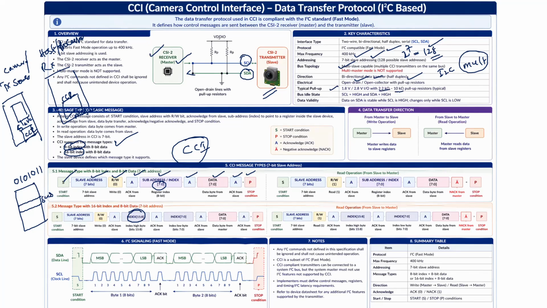We are having the typical values, and SCL should be high and SDA should be high. That is the idle condition. Or if SDA is low, that is the busy condition.